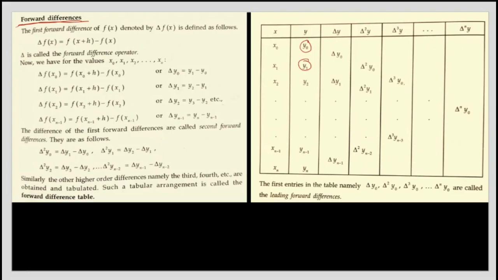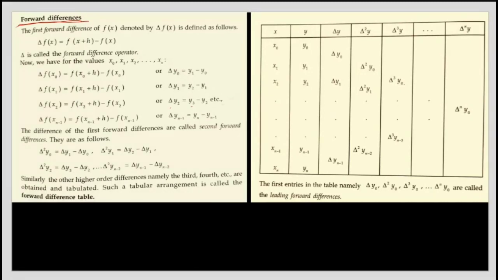Similarly, difference on y1 means the next number is y2, so y2 minus y1. Del y2 is y3 minus y2. In this way we represent forward difference. Forward difference means you get one step ahead and subtract: forward step minus backward step. Once we find all the differences, we will make a difference table.